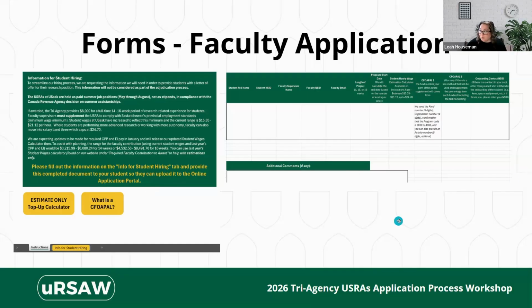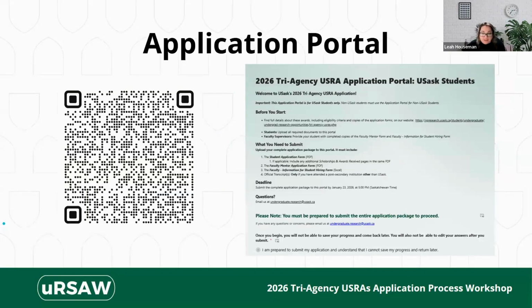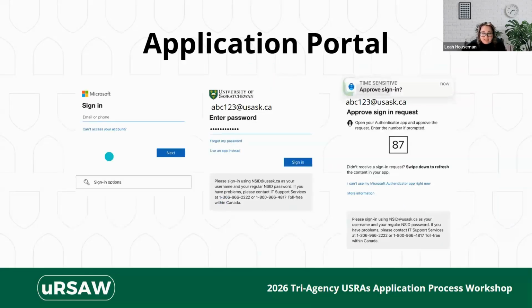So next, we're going to take a look at the application portal. If you scan that QR code, you will be taken to a walkthrough guide on the application portal. This guide is also on our website if you want to reference it later. And the link to get you to the portal to submit your applications is also on the website. The first thing you will need to do is sign in with your USASC account and complete your multi-factor authentication.